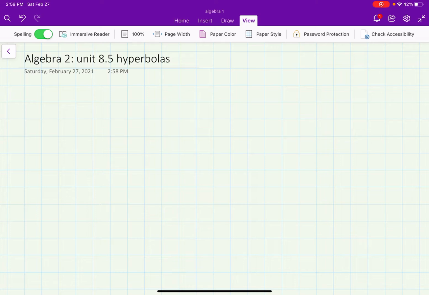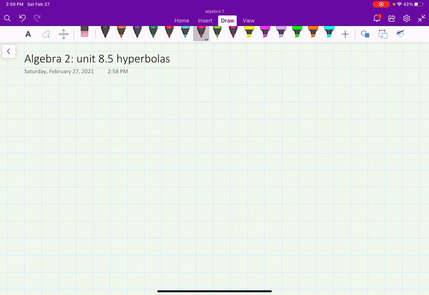Okay, 8.5 hyperbolas. A little bit different than what you've seen before. But we're going to use a lot of the same things we were doing before. We're going to be completing the square. But this time we're going to have some asymptotes. And I'm going to show you that in a minute.